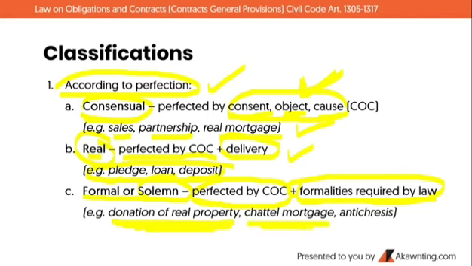Pag chattel mortgage naman, ang pagkakaalala ko dito, kailangan in writing siya or what, okay? And ganun din si anti-crisis, kailangan in writing siya, okay? So yun yung mga classifications of contracts according to their perfection. Ibig sabihin, ito yung mga requirement nila. Parang kumbaga iba-iba sila kung paano sila na form or paano sila mapa-perfect, okay? So this consensual, real, and formal, okay?